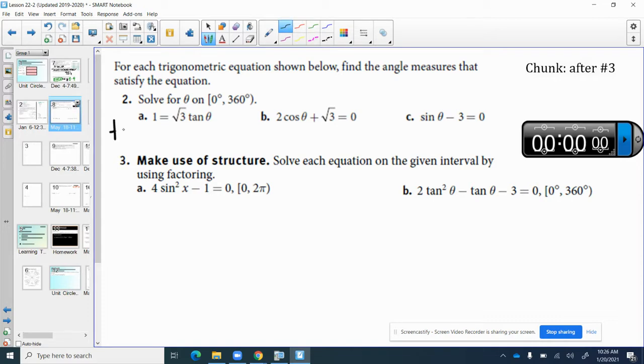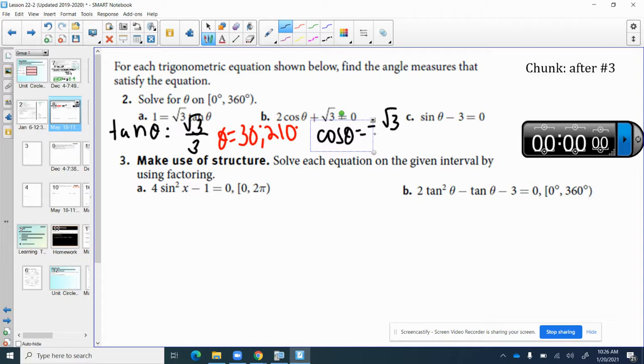Hopefully you got, for the first one, that you should have rearranged so that you're looking at where tan theta equals square root of 3 over 3, positive only. That's occurring at 30 degrees and 210 degrees. The second one, you should have seen where cosine of theta equals negative square root of 3 over 2. Well, cosine is negative in quadrants 2 and 3, specifically at our theta values of 150 and 210.